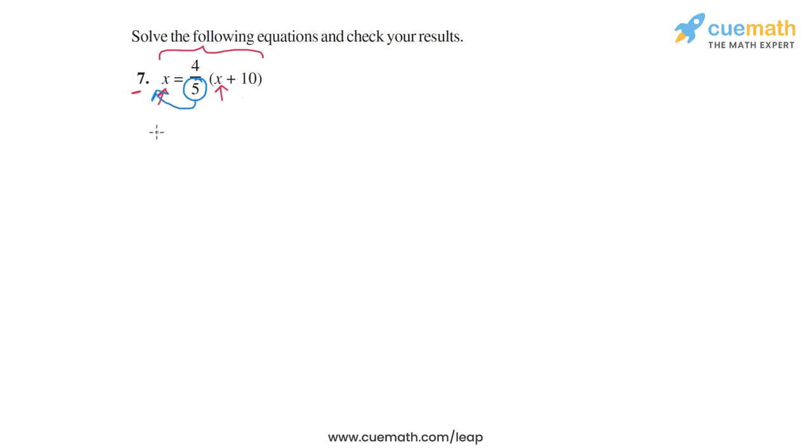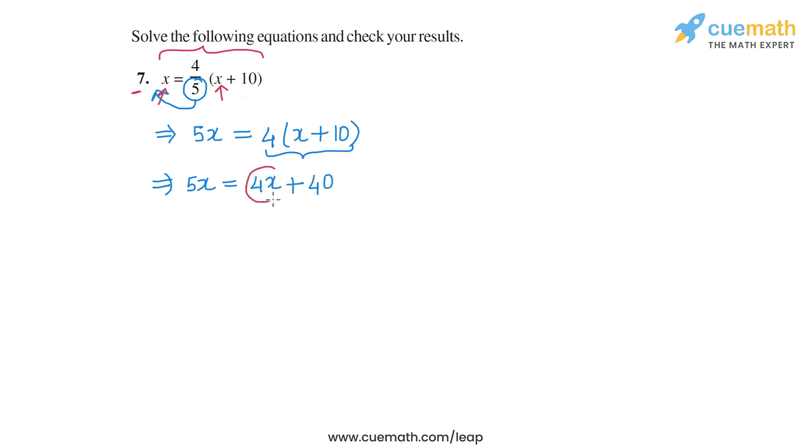So let's carry out this step of multiplying both sides by 5. This will give us 5x on the left hand side, and on the right side this 5 will be eliminated and we will be left with 4 times (x plus 10). Now in the next step, let's expand this product 4 times (x plus 10). So we will get 5x is equal to 4x plus 4 times 10, which is 40. So we'll get 4x plus 40 on the right hand side.